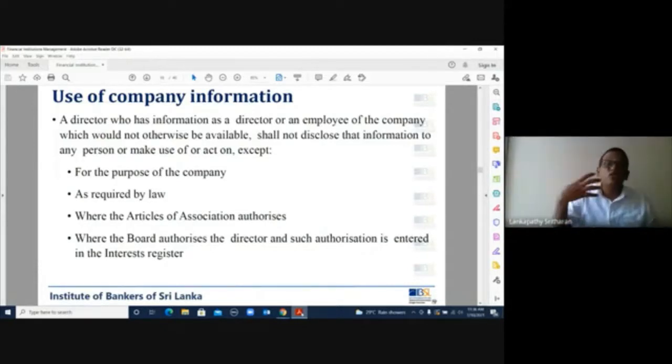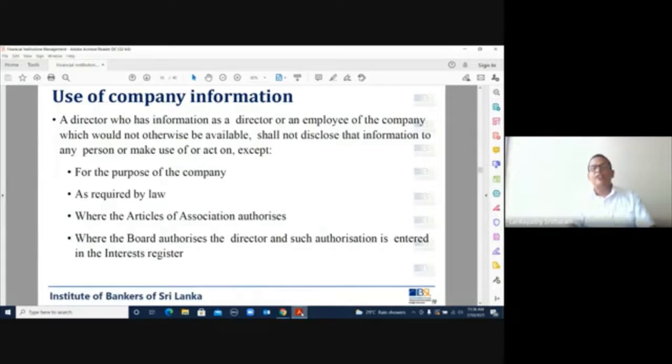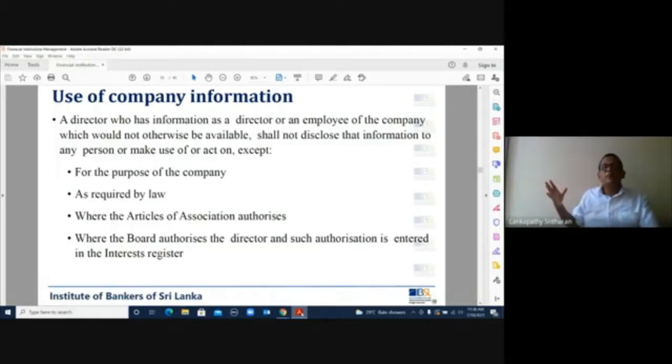But he can use that information in the following circumstances. And he should not disclose it. For example, a particular bank is going to split their shares. He should not disclose that to anybody, or use it for his own benefit. He should not tell his friends, 'This company and this bank are going to split the shares. Buy these shares, then you will get more financial benefits.'